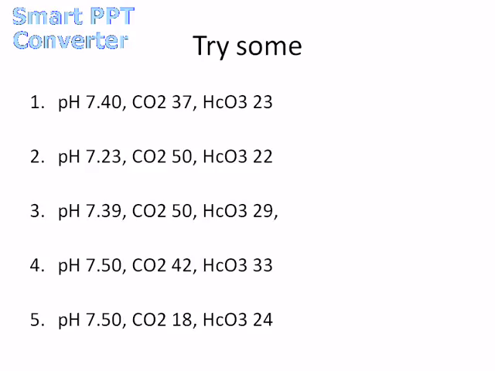Alright, what's the last one we got here? We have a pH of 7.5 and a CO2 of 18 and a bicarb of 24. Is that ABG normal? No, the pH and the CO2 are both out of normal range. So, is it acidotic or alkalotic? Well, the pH is on the alkalotic side. 7.5 is on the alkalotic side. It's high. And is it respiratory or metabolic? Well, the pH is alkalotic and the CO2 is alkalotic, so therefore we have respiratory alkalosis.